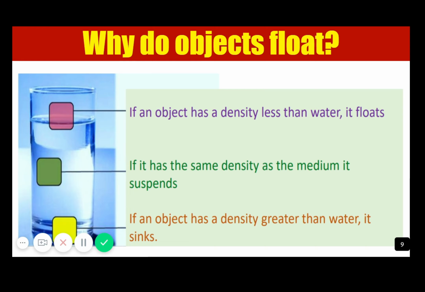So why do objects float? We did mention it has to do with density. This is what I'm trying to show you. We're using water here as one medium, and you can see the object. If the object is on the top, that means it's less dense, and it floats. If it has the same density, it will suspend. That means it will just be hovering around here. If it is more dense than water, it will sink like the yellow box.